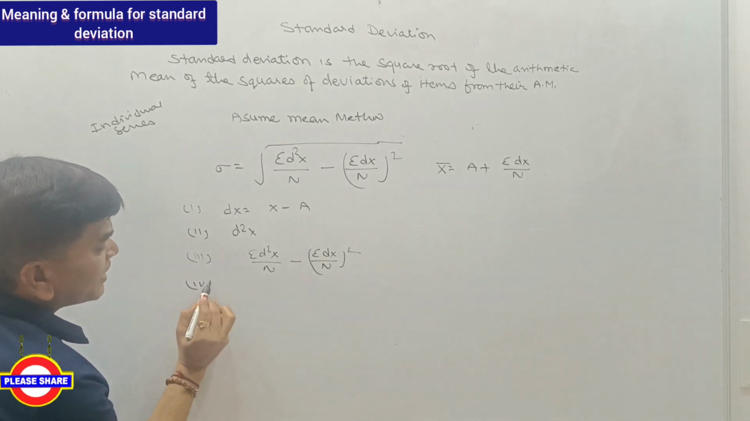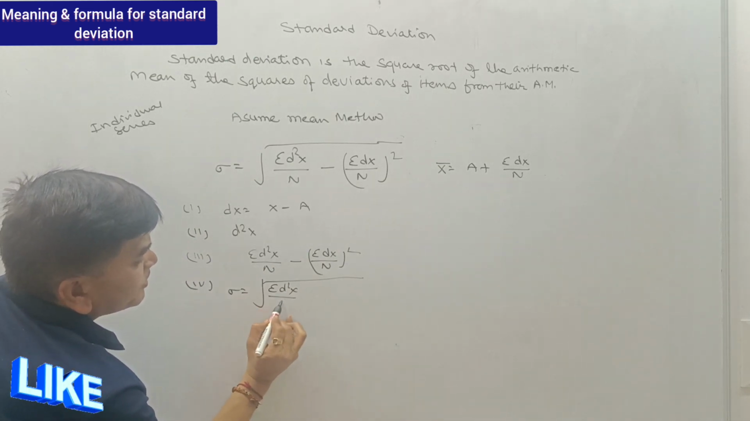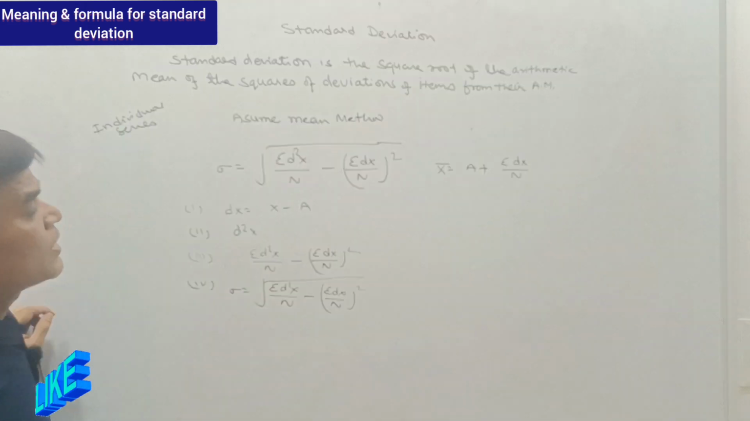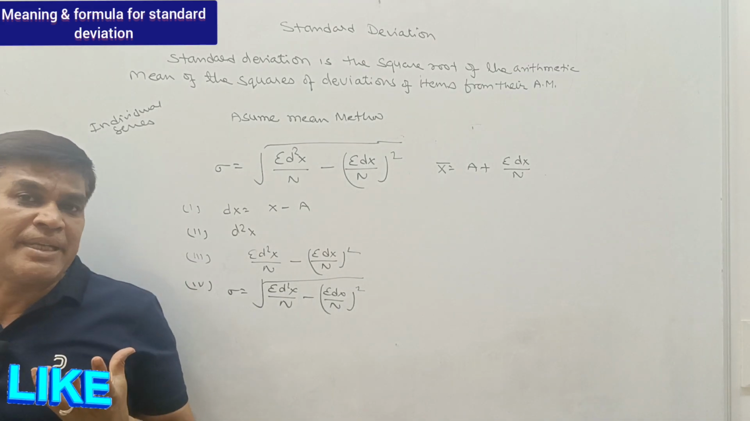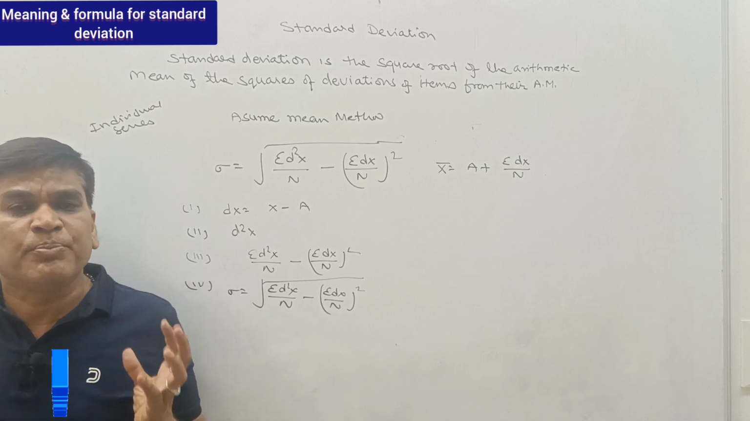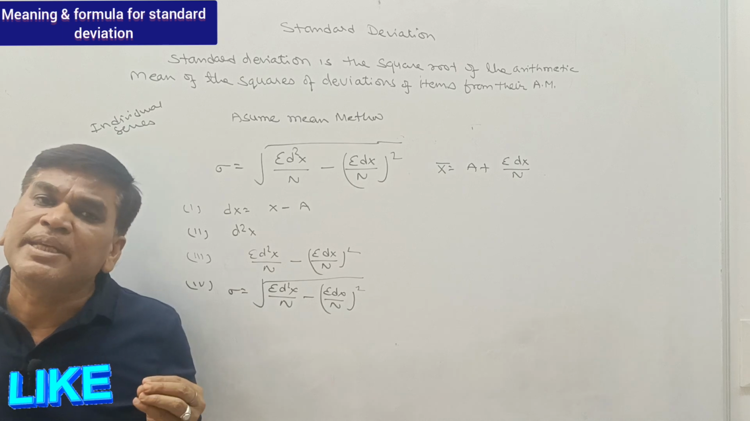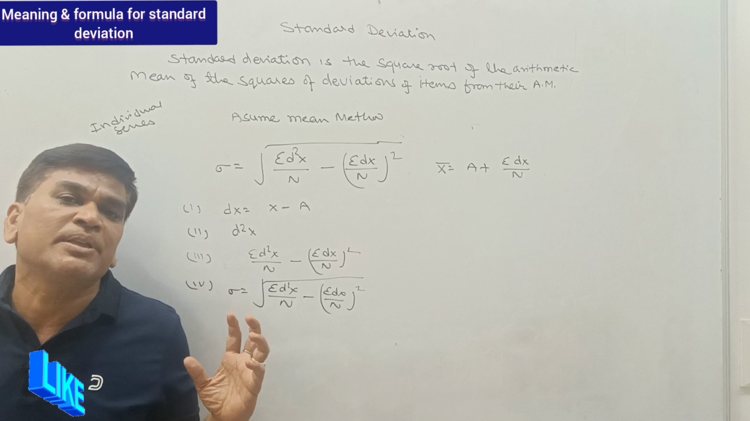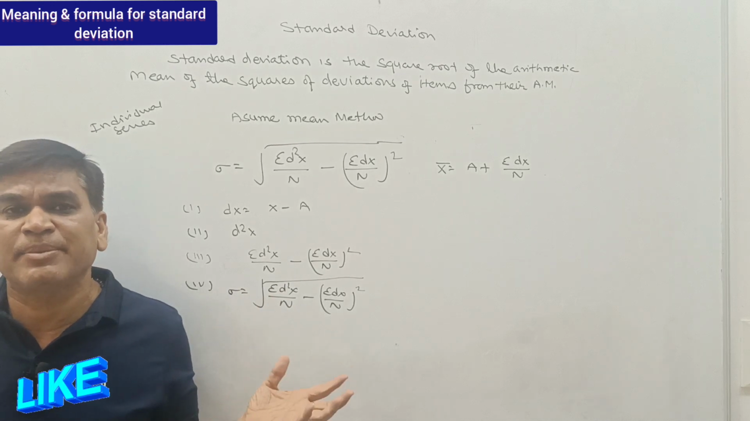In the fourth step we take the square root of this, that is the square root of sigma d square x upon n minus sigma dx upon n raised to power 2. So when your arithmetic mean is not a real value, this method will be beneficial for you, because in this method we have to do less calculation compared to the direct method.